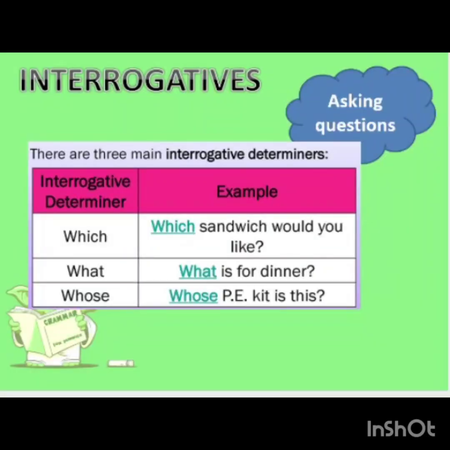Now we are moving to the next category of determiner, that is interrogative. Interrogatives means asking questions. Just ask them, what do you mean by this word interrogative? So interrogative means asking questions. There are three main interrogative determiners, that is which, what, and whose. WH questions. Okay, and examples are also mentioned there. Which sandwich would you like? What is for dinner? Whose PE kit is this? See, all those are the interrogative determiners. Okay, and this is the last category.